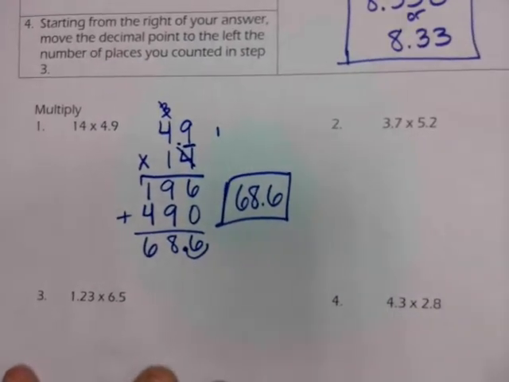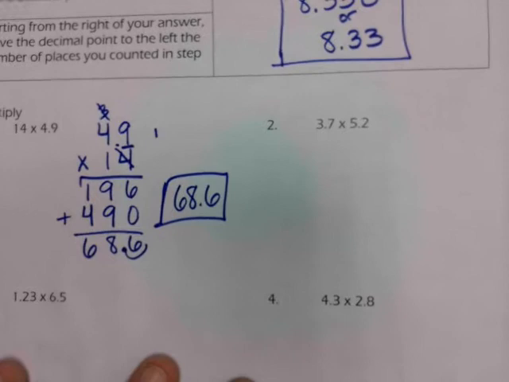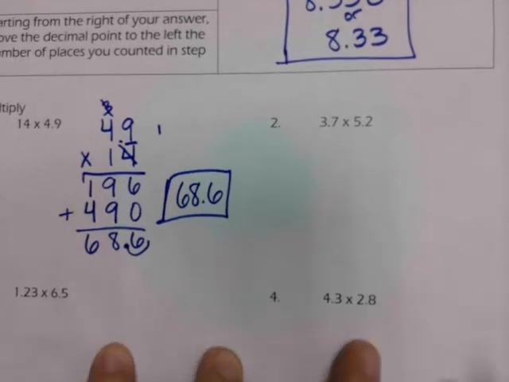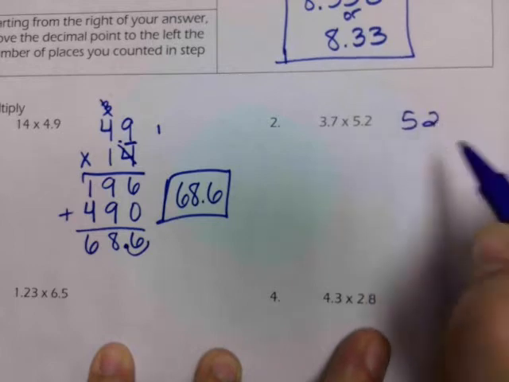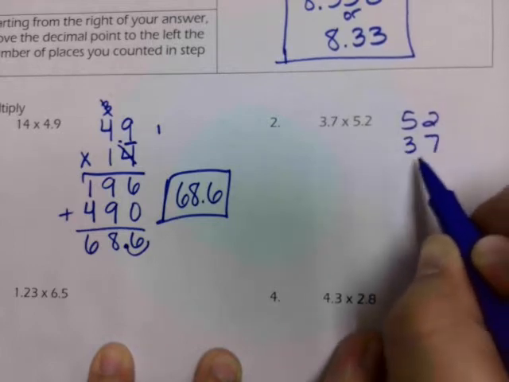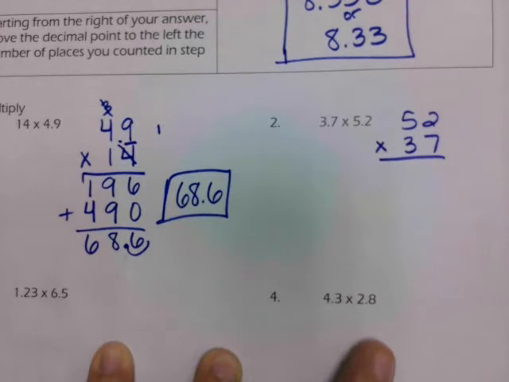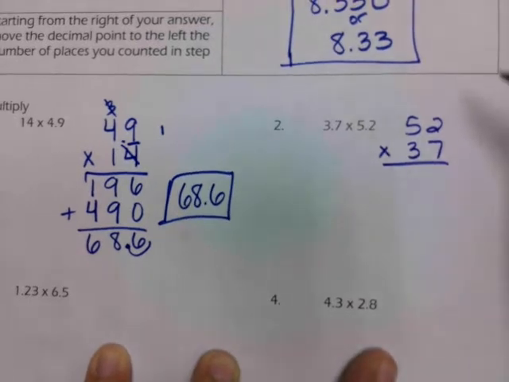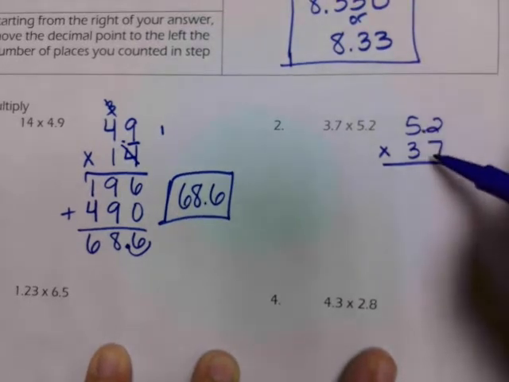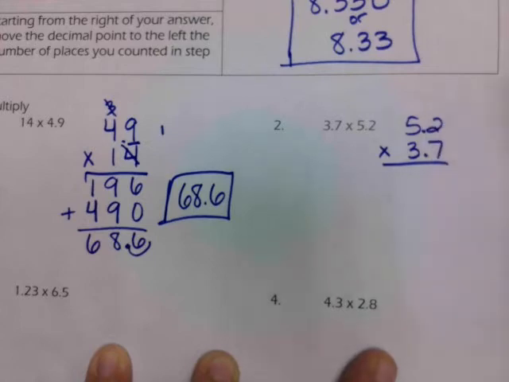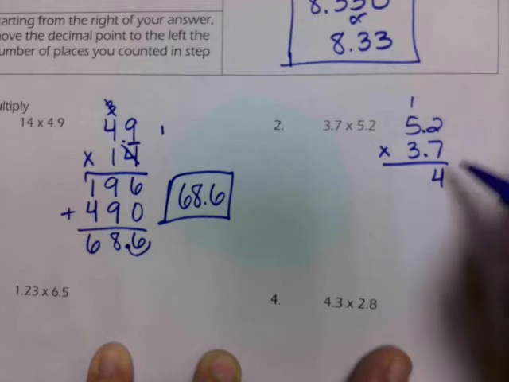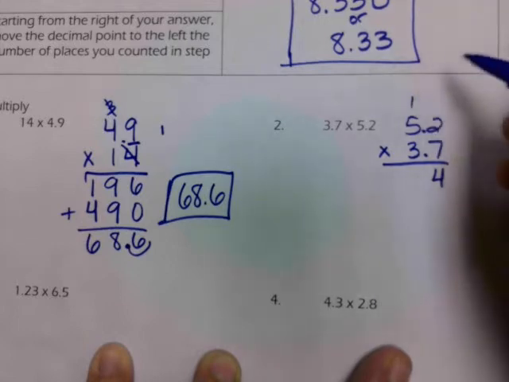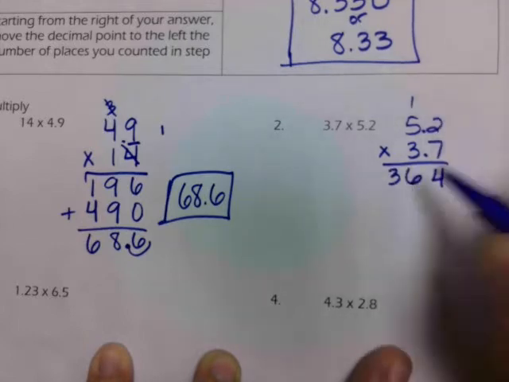All right, example number 2 is 3.7 times 5.2. Again, I'm going to put my bigger number first, so 52, 37, and I'm going to put my decimal points. They actually line up, and that's okay. Now I'm going to multiply like normal. We get 14. That's 35 plus 1 makes 36.